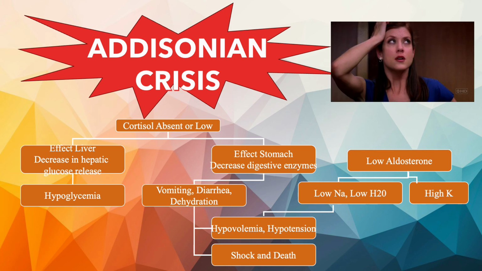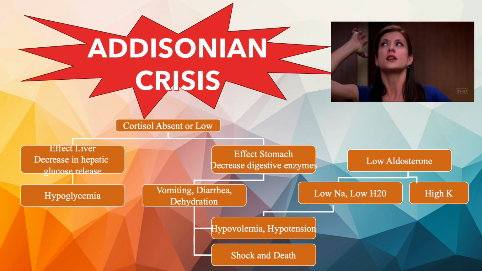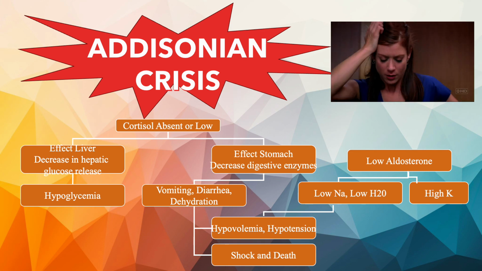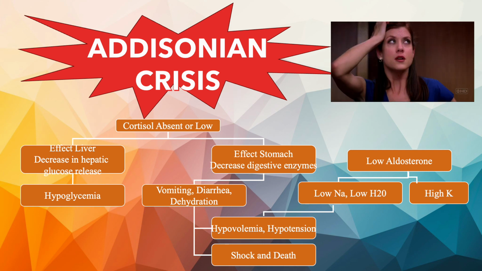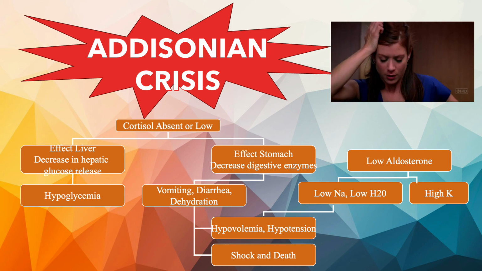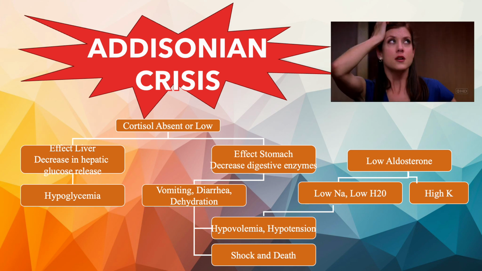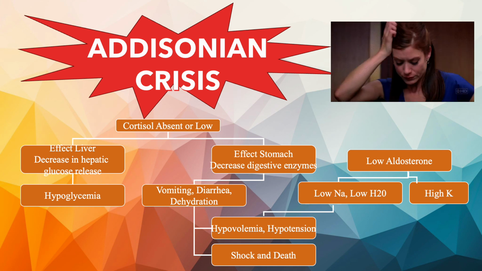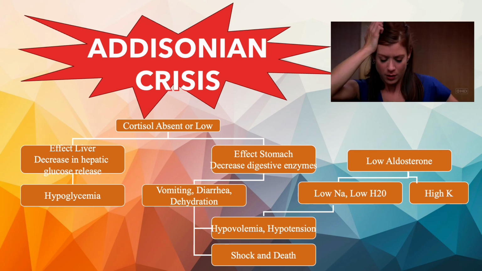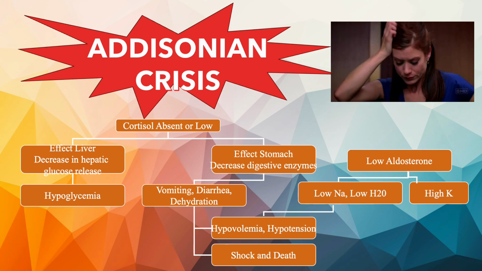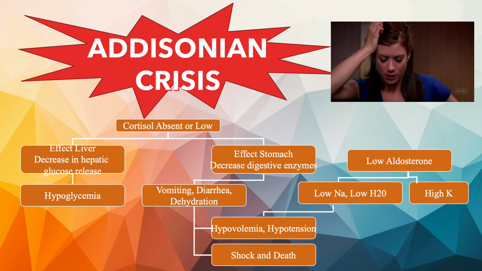So if there's a sudden stop of cortisol, a sudden drop or absence of it, then this is going to manifest into what we call Addisonian crisis, also known as adrenal crisis. This will lead to ineffective stomach digestion and will also affect the liver by decreasing the hepatic glucose release. This will also cause vomiting, diarrhea, and dehydration. So this is going to lead to hypovolemia, hypotension, shock, and death.